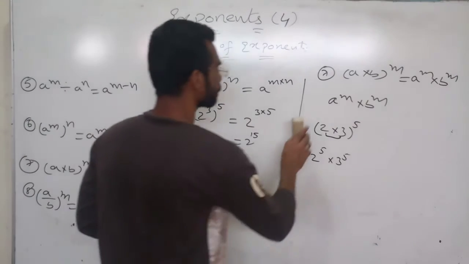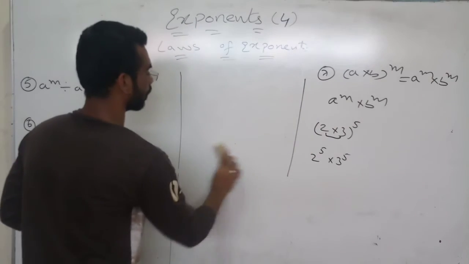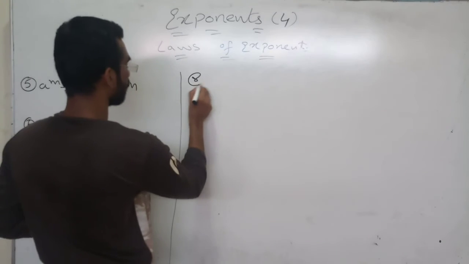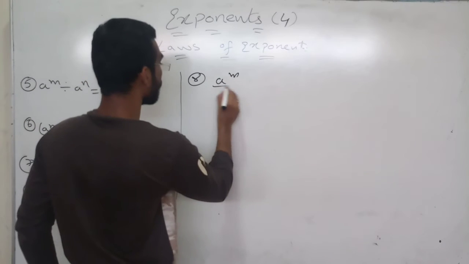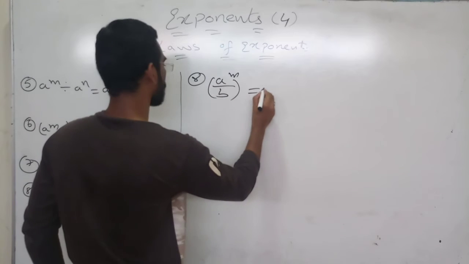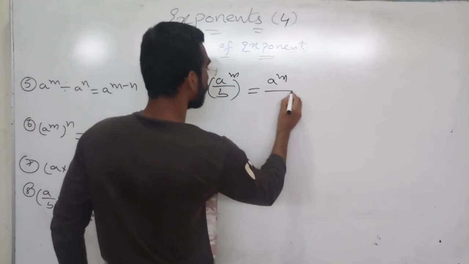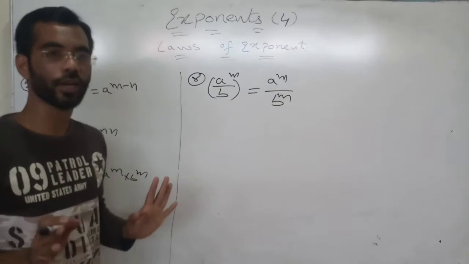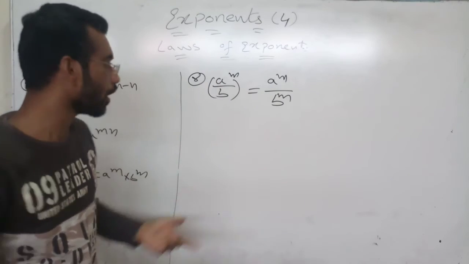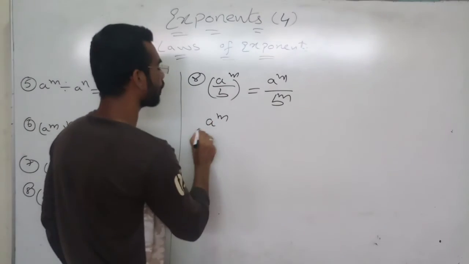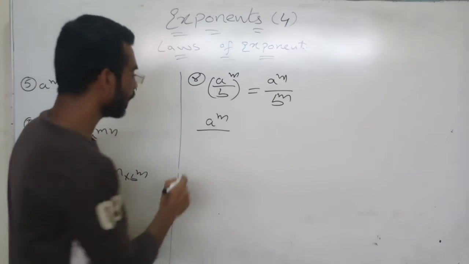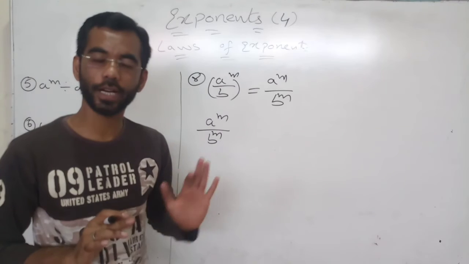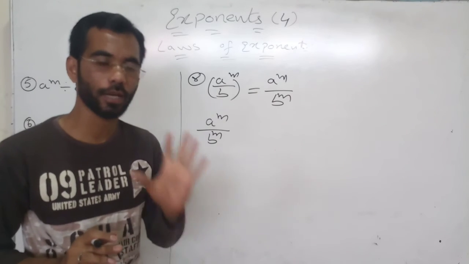Now, the next law: a by b whole power of m is equal to a power of m by b power of m. Same logic. Both the bases are different. What we have to do, we should separate. This power m is for a as well as for b. Numerator and denominator have the same power.